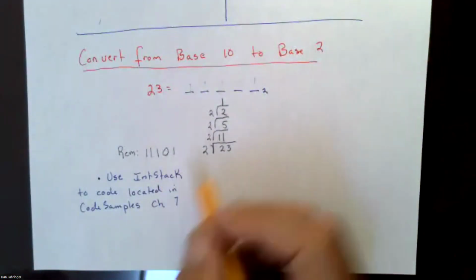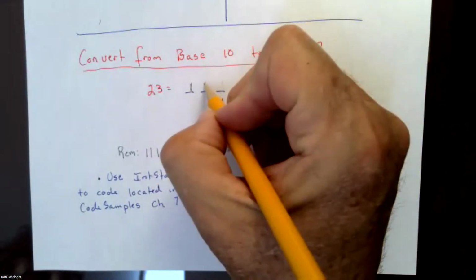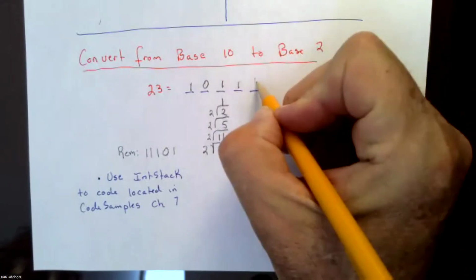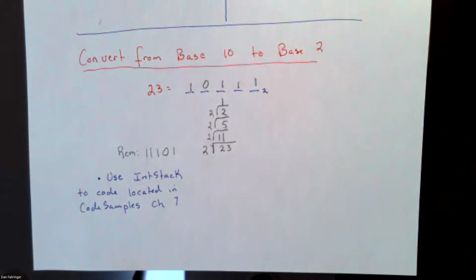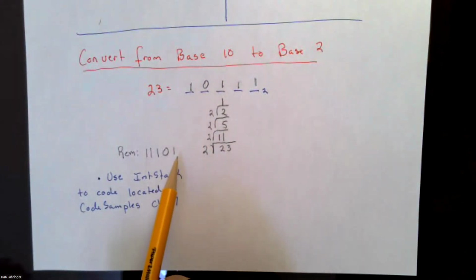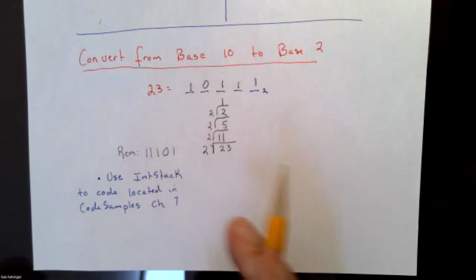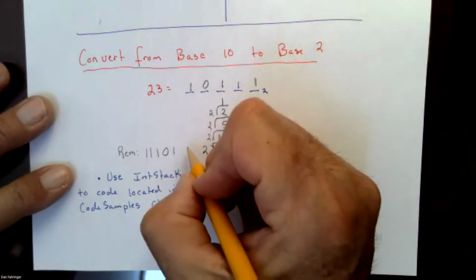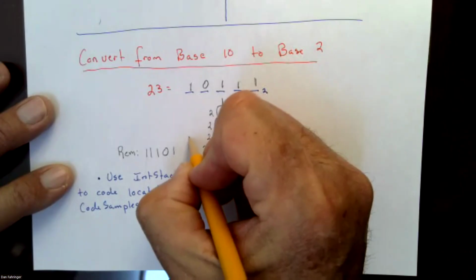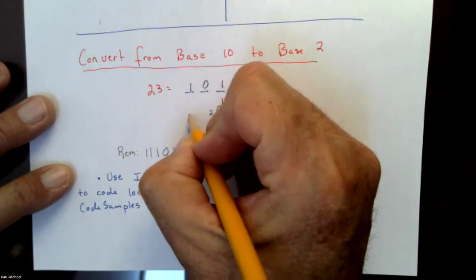I did mess up. It goes this way: 1, 0, 1, 1, 1. So I'm going to pop the remainders. Another way to look at them is, what if I did them this way? 1, 1, 1, 0, 1.